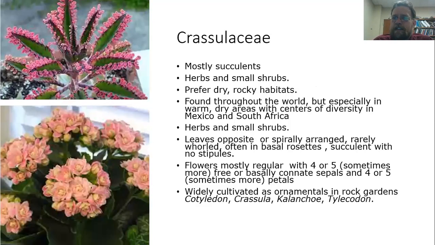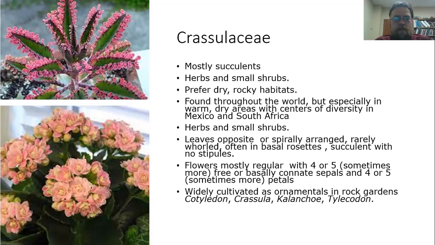Interesting group of plants, Crassulaceae. Most of these are succulents, herbs and small shrubs. You tend to find them in rocky habitats. They are found all over the world, but they tend to be found in dry areas like Mexico and South Africa. Leaves tend to be spirally arranged or opposite. Some really good examples of those.